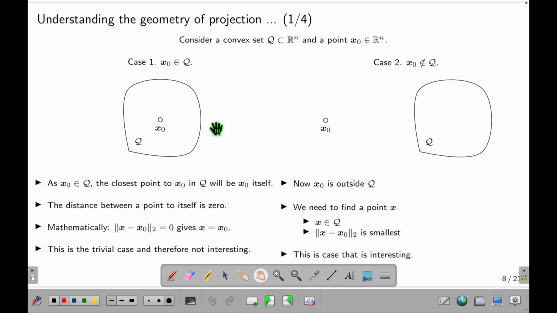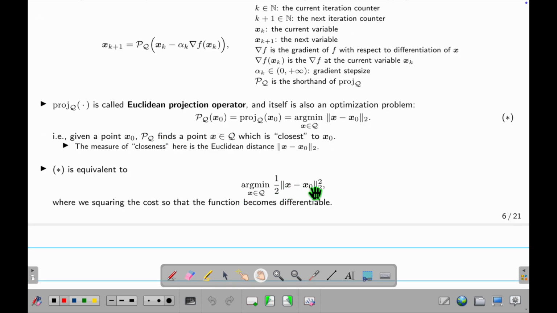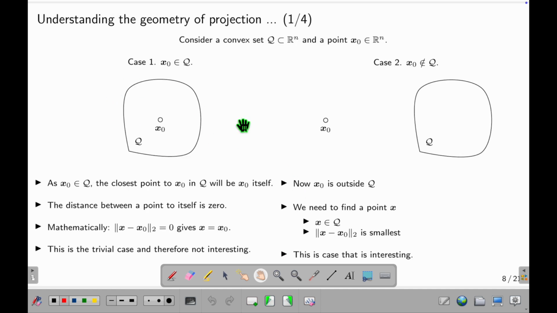This is the idea. You have a set Q, and this is your x0. If I have this situation, finish. Why? Because for the smallest distance to x0 where x is in Q, what is the solution? Itself. Because x0 is already in Q, which x is closest to x0? x0. That means if you have this case, the answer is x0. End of story for the projection.